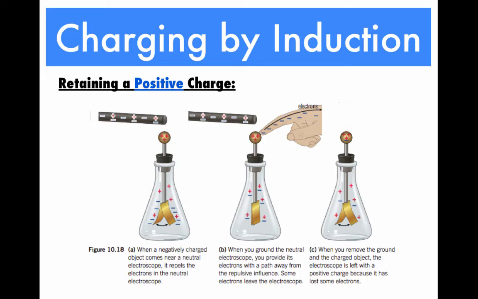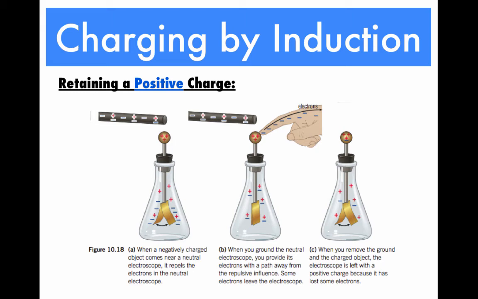In order to retain a positive charge by induction, we need to have a negatively charged object. In this case, we have a negatively charged ebonite rod. When it comes near the neutral electroscope, it repels the electrons in the neutral electroscope, and that's why you notice that the foil leaves are apart, because that negative ebonite rod is pushing all the electrons down to where the foil leaves are, and like charges repel. That's why the leaves are apart. If you were to move the ebonite rod away, then the electroscope would go back to being neutral.